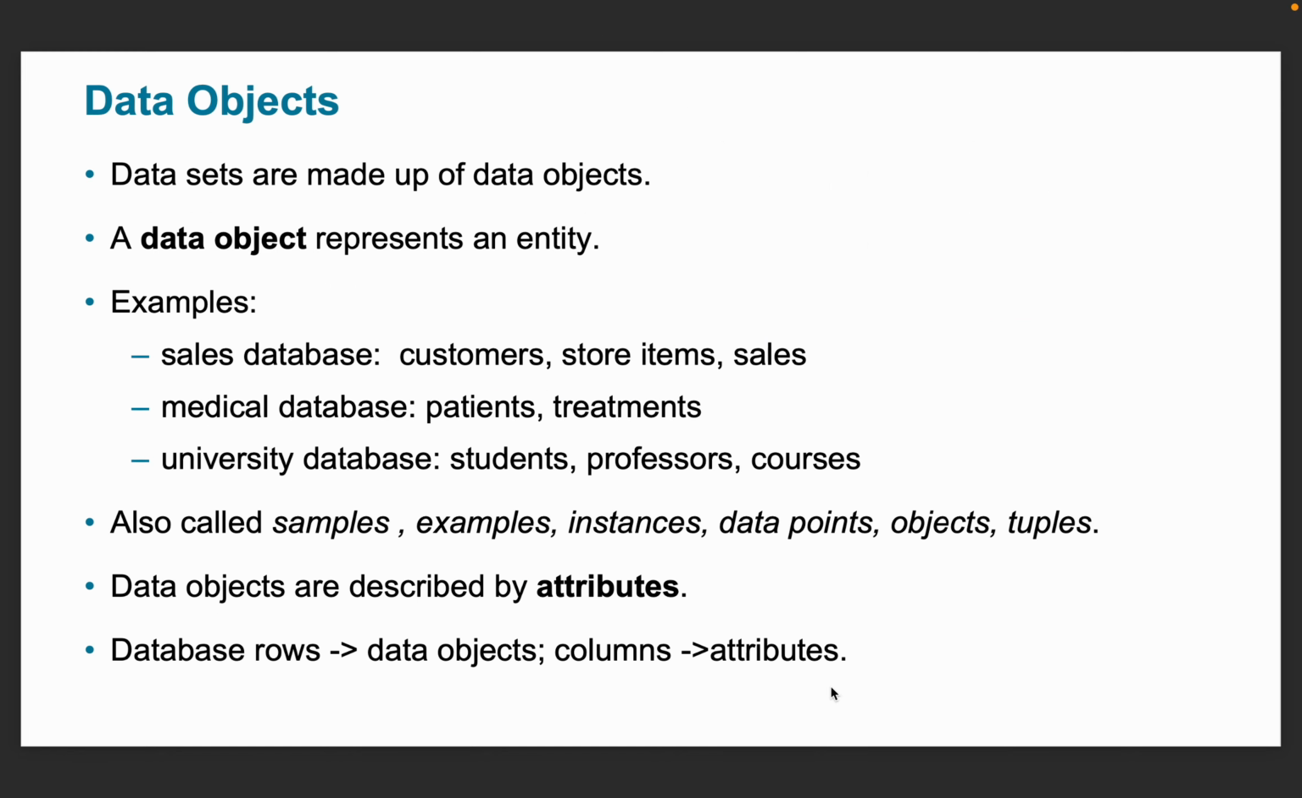Now coming to data objects, it's more clear if you read the text here. I will read it with you. Data sets are made up of data objects. Initially we talked about data sets, which are made up of different records or different data. But data sets are made up of data objects. Objects refer to one data record or the entity that we discussed in the previous slide.